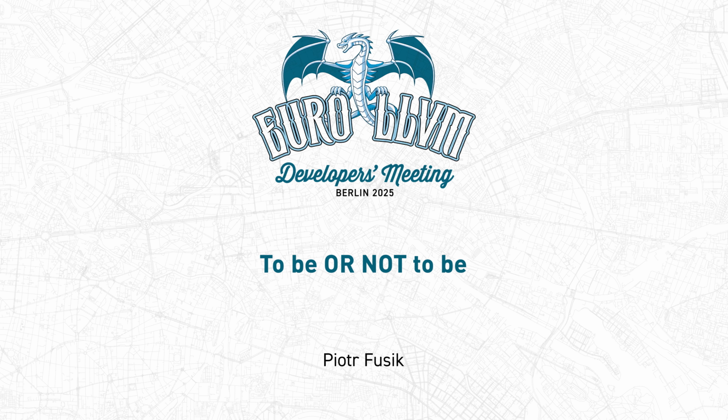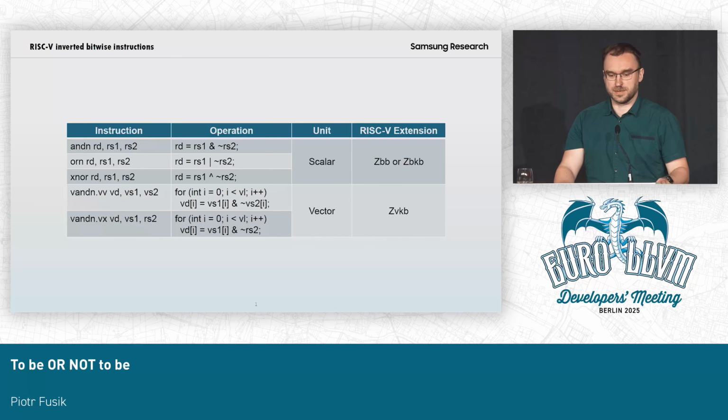My talk is about RISC-V inverted bitwise instructions. There are 5 such instructions: and not, or not, exclusive nor, vector and not taking 2 vectors, and vector and not taking a vector and a scalar.